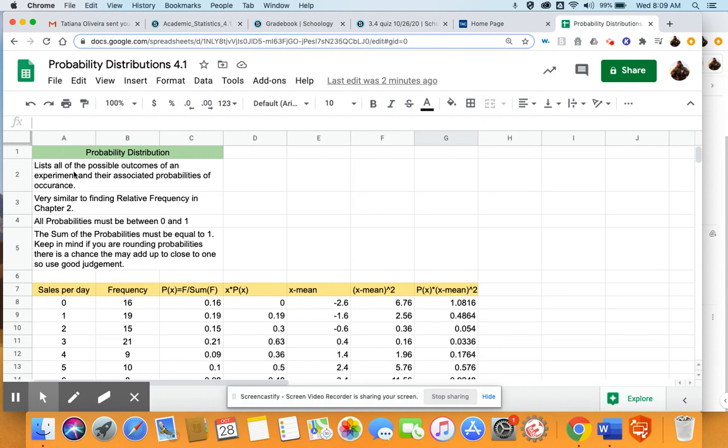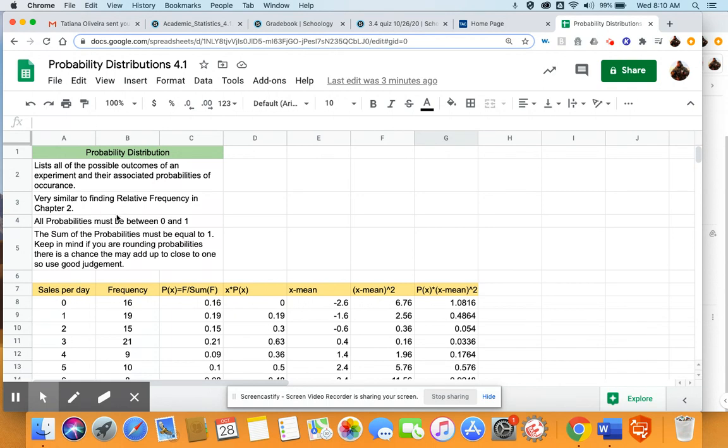A probability distribution lists all the possible outcomes of an experiment and their associated probabilities of occurrence. Very similar to what we did back in Chapter 2 when we found the relative frequency column of a frequency distribution. Remember, we would take the frequency and divide it by how many total data points we had, and that gave us a decimal value. We called it relative frequency then, but I'm sure that I told you that it was similar to finding a percentage or a probability.